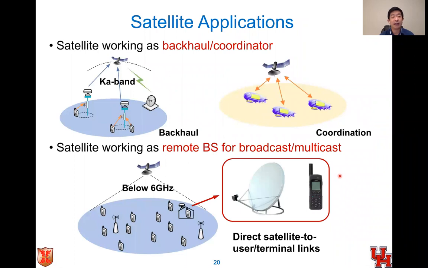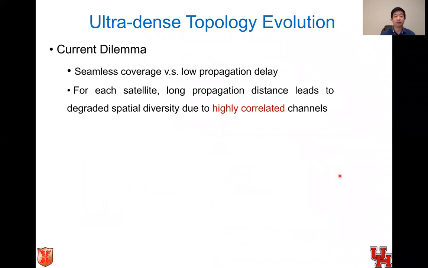And satellites can be used as backhaul or coordination to connect things together. A satellite works as a remote base station for broadcast and multicast transmission. Also, currently we have the ultra-dense topology evolution. We have seamless coverage versus low propagation delay. If you want low propagation delay, unfortunately your base station has to be small. However, you don't have enough money to put 5G stations everywhere.